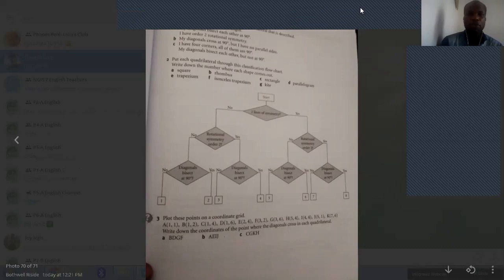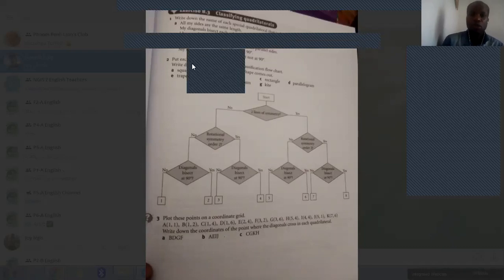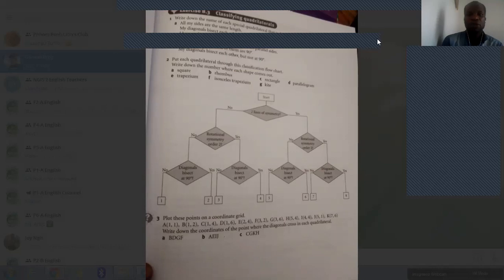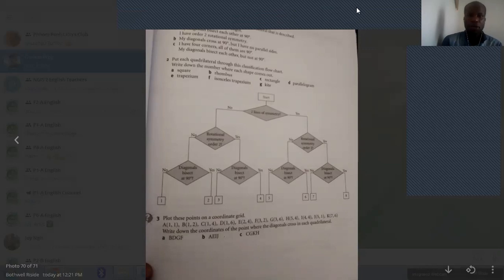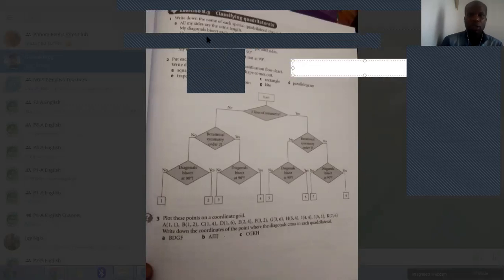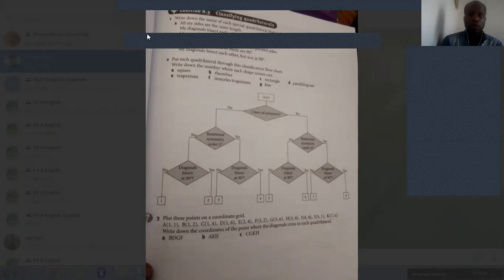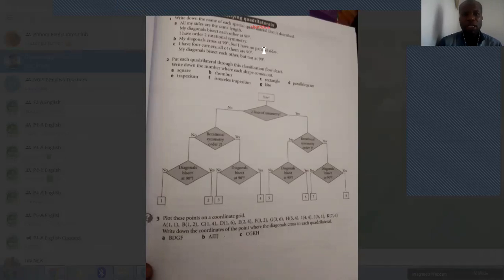So for the first one, if you have got your book with you, I would rather ask you to do this work together with me because I'm just revising the work that you were supposed to have done last time, right? So the first one we said it is, let me just try to draw here. Okay. The first one here, we said it is a rhombus. Then the second one, my diagonals cross at 90 degrees. It is a kite.